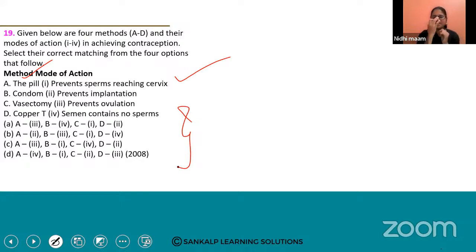Okay, the quick response is given by Kajal Kumari. Okay, good. What about others? See, just now we learned about copper T. What is the copper T function? It prevents implantation. It makes the uterus unfit for implantation, right? So D is 4. In this option, where D is 4, option B.